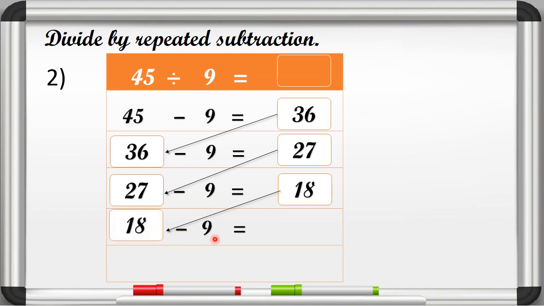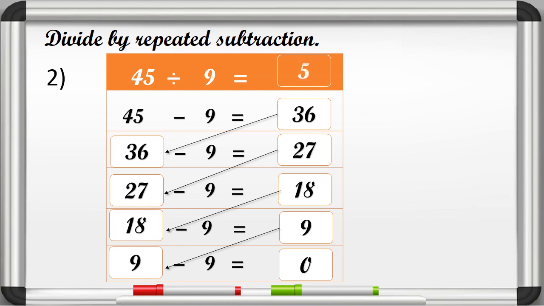So keep 18 in your mind and 9 on your fingers. Let's start backward counting again. 17, 16, 15, 14, 13, 12, 11, 10, 9. So here we will write 9. Now 9 minus 9 and 9 minus 9 is equal to 0. So here how many times we have subtracted 9? 1, 2, 3, 4, 5. 5 times. So here the answer is 5. Okay. So here we will write 5. Clear beta?